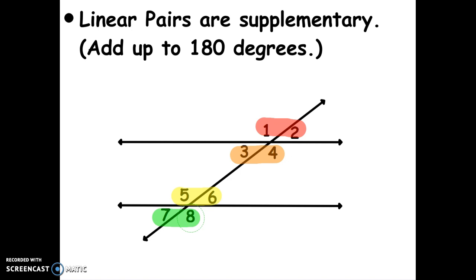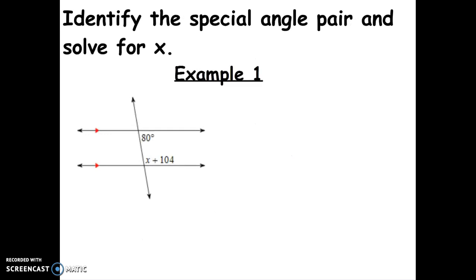But that's not it. We also have to look the other way. So 1 and 3 are linear pairs. 2 and 4 are linear pairs. 5 and 7 are linear pairs. And 6 and 8 are linear pairs. So pretty much the angles form a straight line, okay? 180 degrees. So let's go ahead and look at example 1.